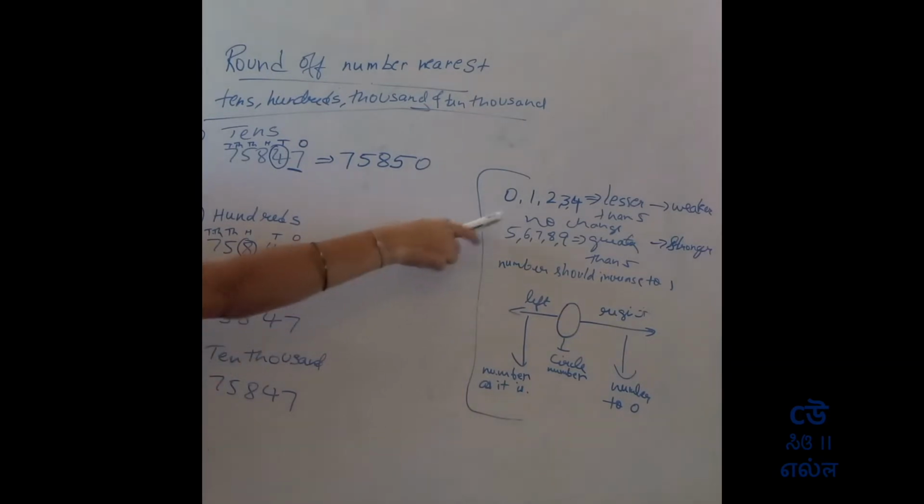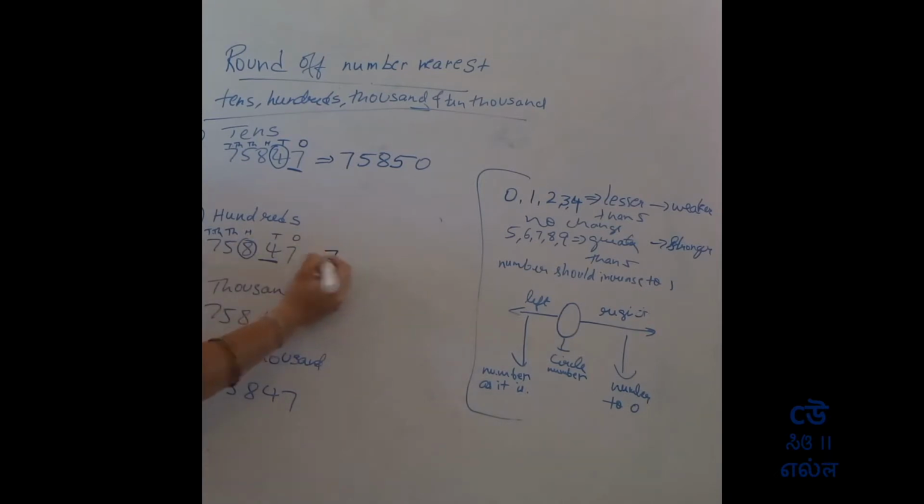If it is a weaker number, we do not change anything in the circled number. So the circled number will be as it is. The left side of the circled number we write as it is. Next, the right side of the circled number we will consider as 0.